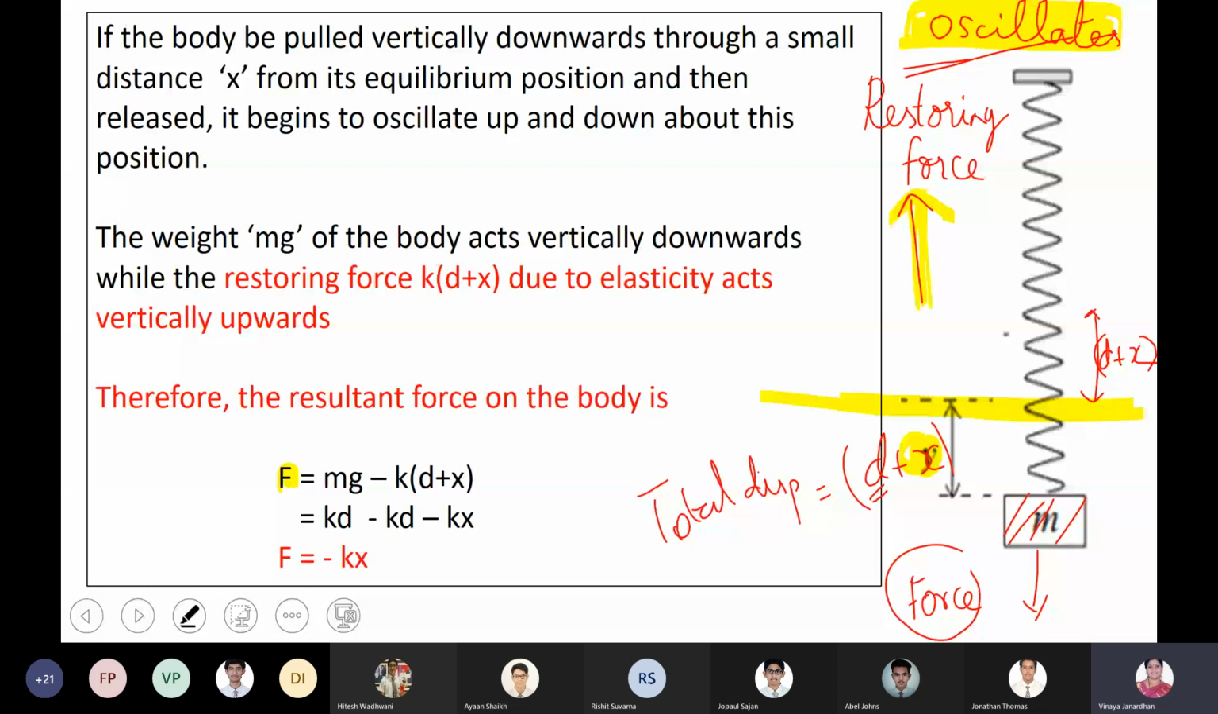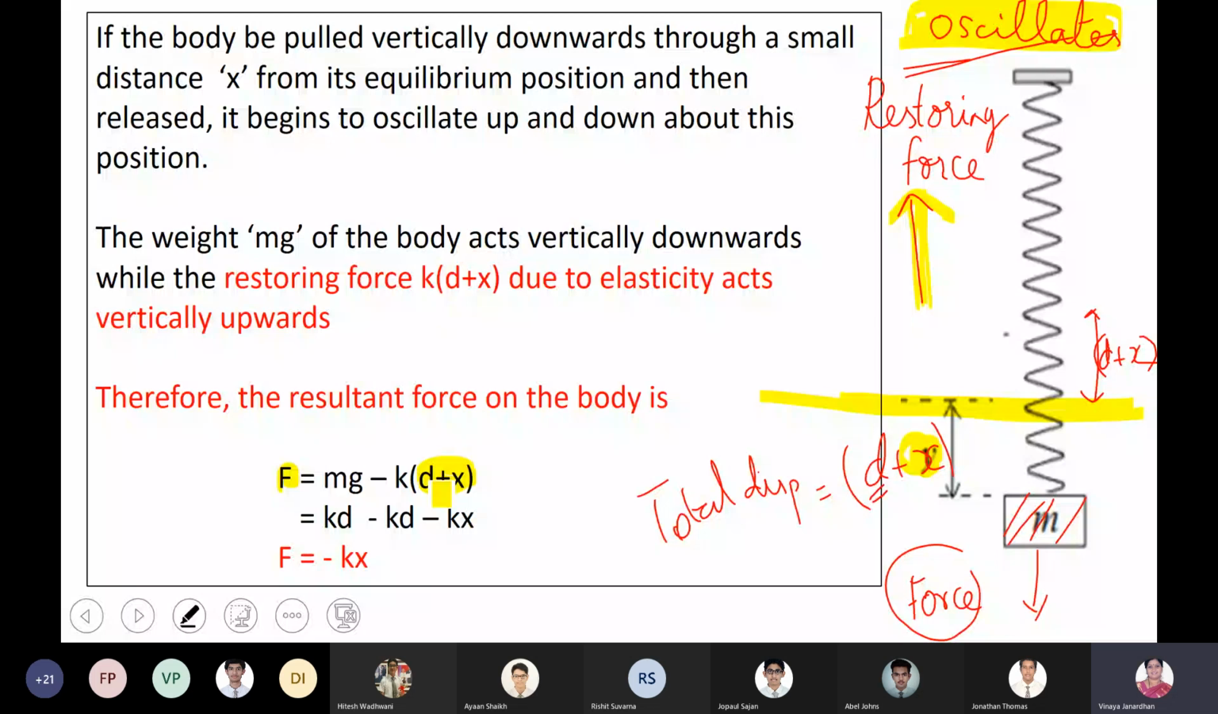Now the spring is oscillating, which means there is a net force acting on the spring. That is mg minus the restoring force. There is a force which is acting in the downward direction. At the same time, there is a restoring force. Now, what is the restoring force? It is k times the new displacement. What is the new displacement? D plus X.